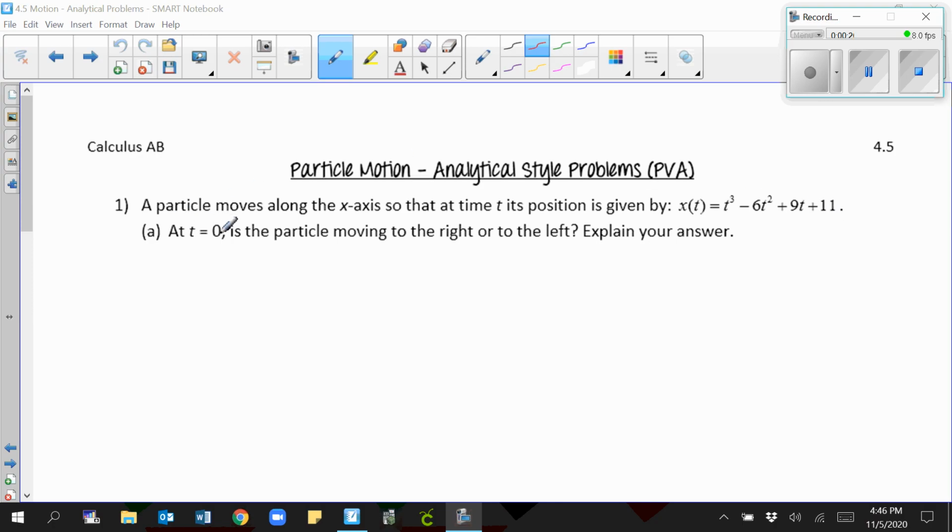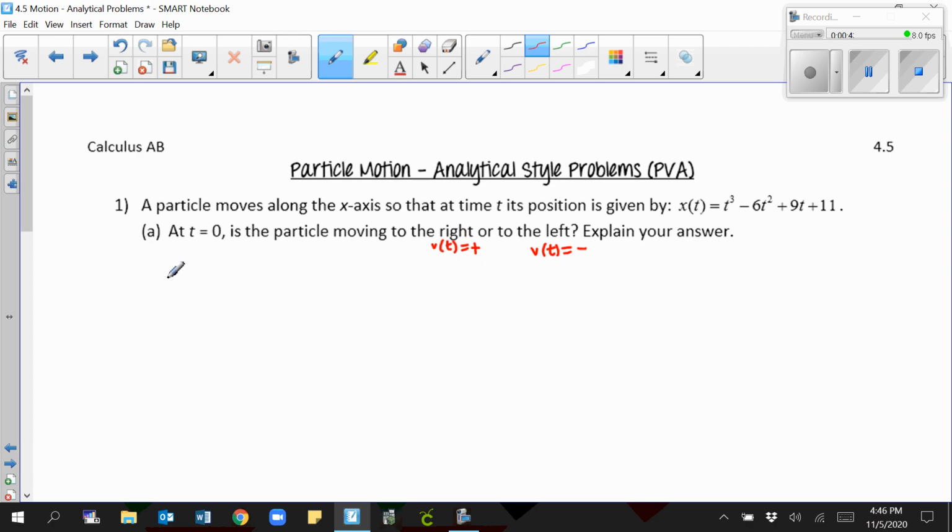So at time t equals 0, is the particle moving to the right or to the left? Explain your answer. So we know that it's moving to the right if the velocity is positive, and we know it's moving to the left if the velocity is negative. So let's figure out what our velocity equation is, plug in 0, and see if it's positive or negative.